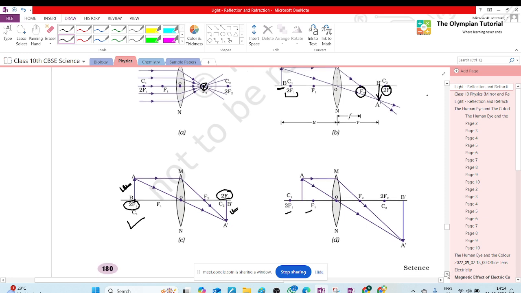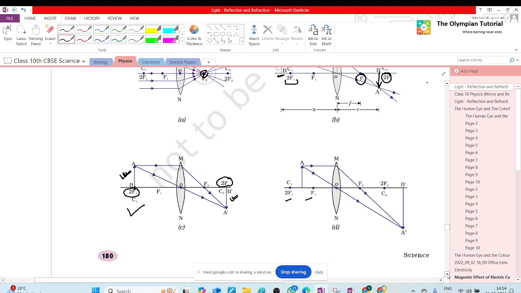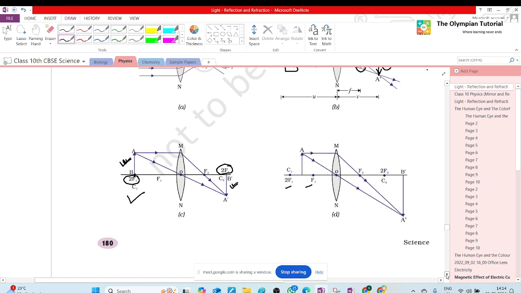Ma'am, so 2f1 and 2f2 are basically like the centers, so the same rule like mirrors applies to them. Yes, these are the centers. 2f2 is the center of this face. From the sphere, this face is cut, and 2f1 is the center of the face of the sphere from which this face is cut.